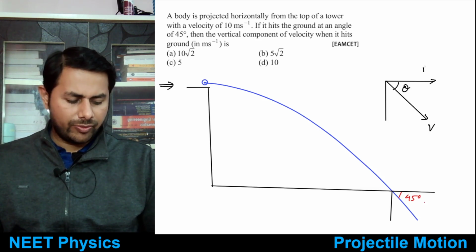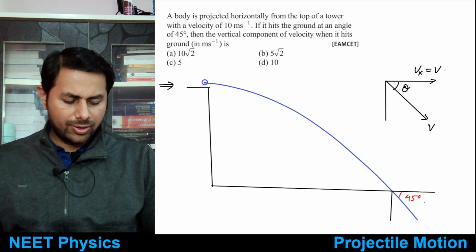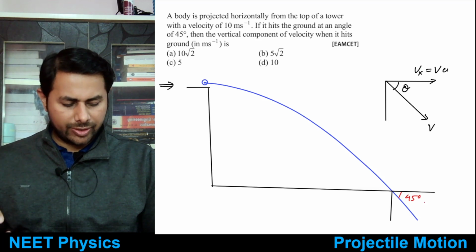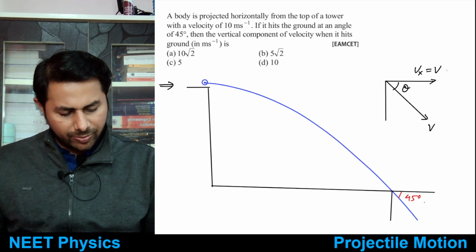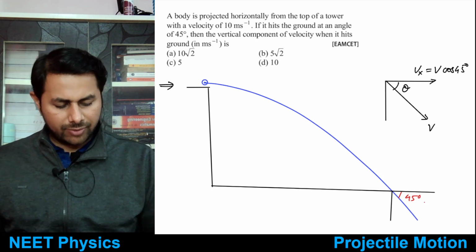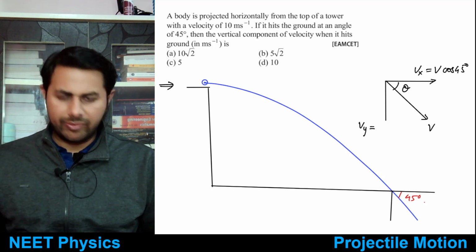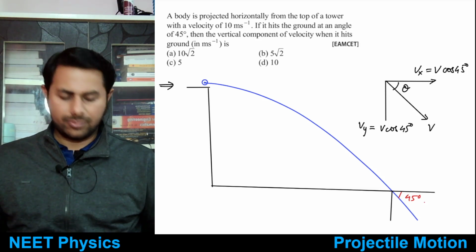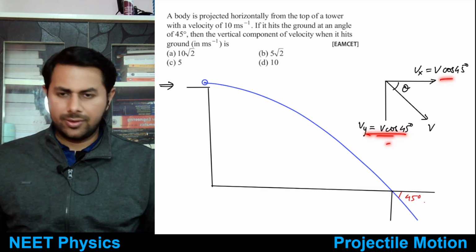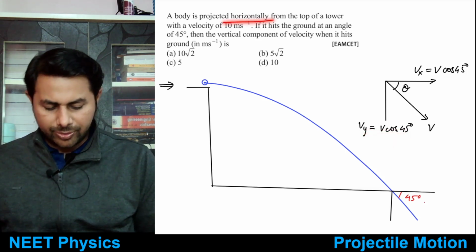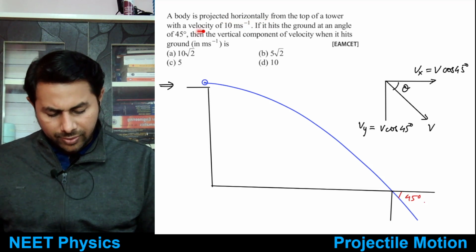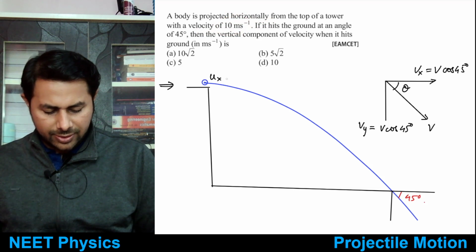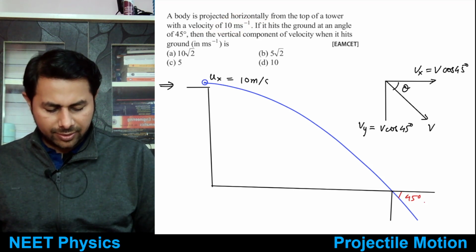So what will be Vx? Vx is equal to V cos 45. And what will be Vy? Vy is also equal to V cos 45, right? So both of them are equal. It is projected horizontally from the top of a tower with the velocity of 10 meters per second, so Ux is equal to 10 meters per second.